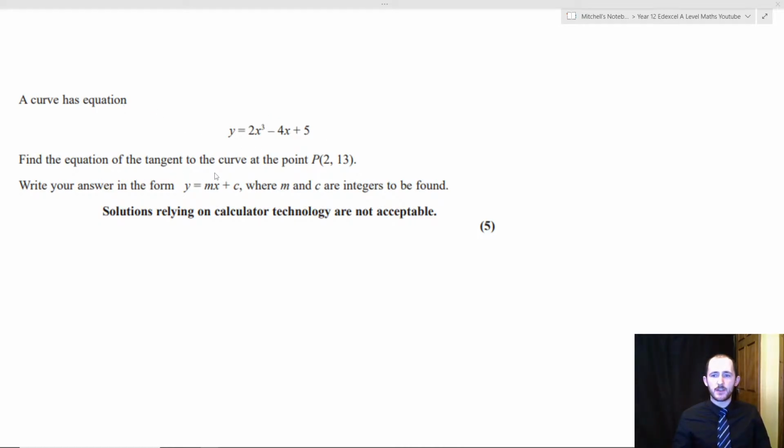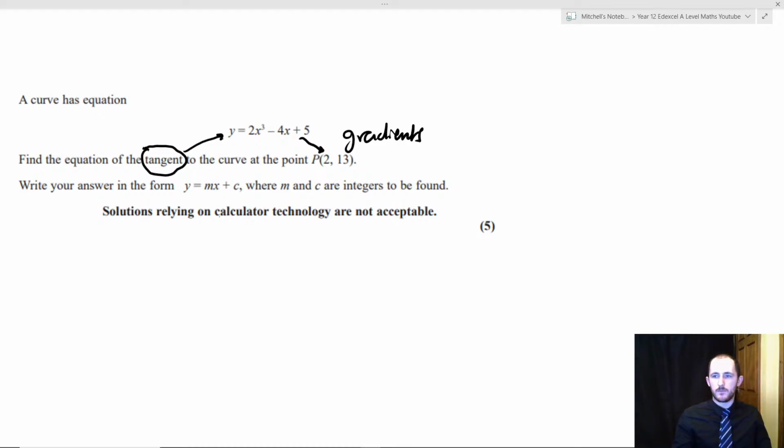A curve has this equation. Find the equation of the tangent to the curve at the point 2, 13. Write your answer in the form y equals mx plus c, where m and c are integers to be found. So, if we want y equals mx plus c, there are two things we need: the y-intercept and the gradient. The y-intercept is very difficult to work out without the equation of the line and without knowing what it looks like, so we have to work out the gradient. Now, tangents have the same gradient as the curve at this point.